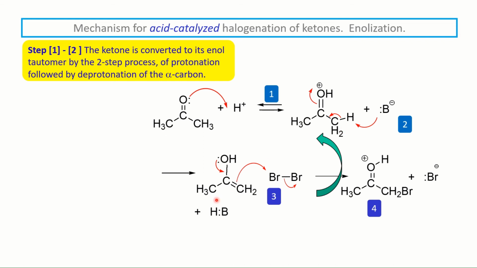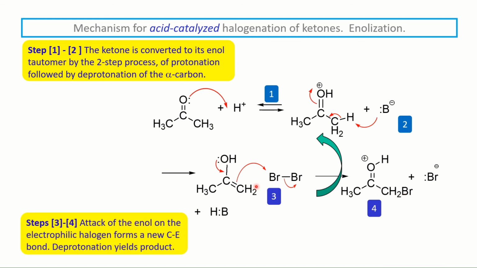Our enol can then attack the halide to realize this trivalent oxygen, which can then be deprotonated to give you your desired product, i.e. substitution at the alpha carbon. Could you draw the product for me, please?